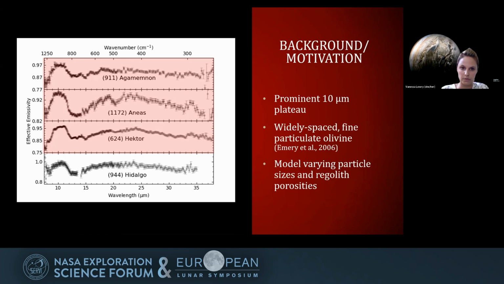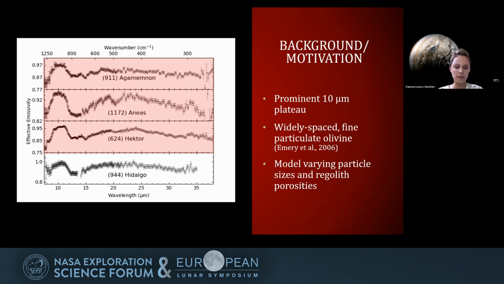This plot that I'm showing you are spectra obtained of the Trojans, highlighted in red, and those have been obtained by Dr. Joshua Emery using the Spitzer Space Telescope in 2004. And I'm showing this plot in order to emphasize the prominent 10 micron plateau, which is not a unique spectral feature. This is also shared between other solar system bodies. Cometary spectra have this feature, as well as other asteroids like 944 Hidalgo that I showed there in the bottom panel.